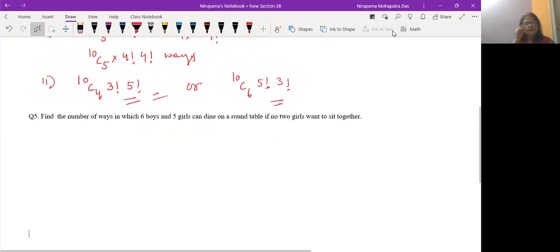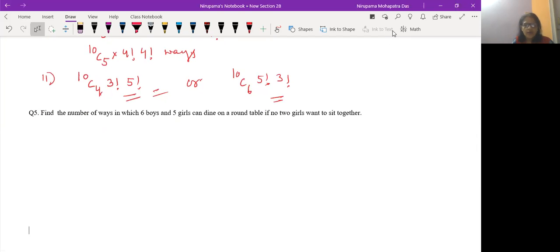Find the number of ways in which 6 boys and 5 girls can dine on a round table if no 2 girls want to sit together. So no 2 girls sitting together means, first, the case where there is no restriction we can consider first. So 6 boys can be taken first. 6 boys can be seated in factorial 5 ways.